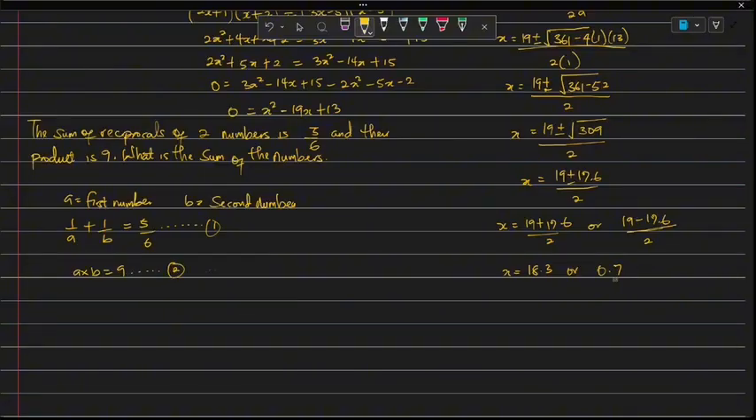Now they asked us to find the sum of the two numbers. What we are looking for is A plus B. That's what we are looking for. But to find A plus B, do I have to know anything? Let's find out.